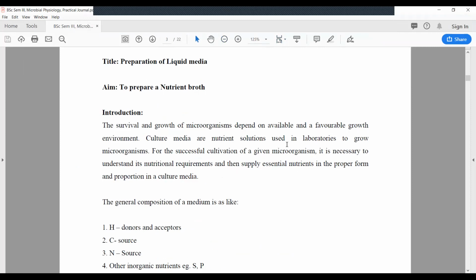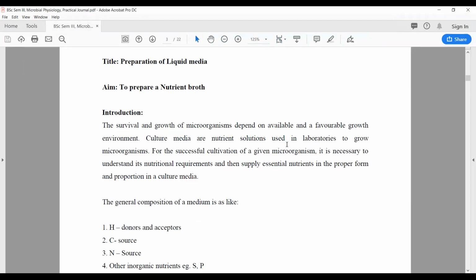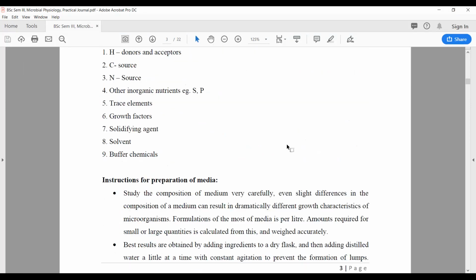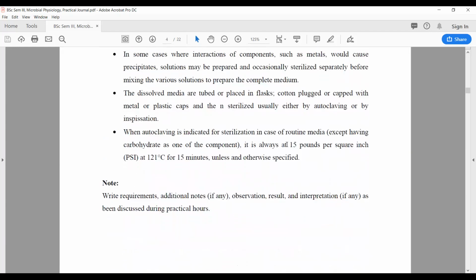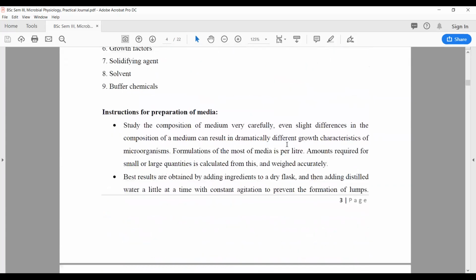It is written properly. In your snapshot, I have written that you have to take the introduction from here. The introduction may not be more than a maximum of one or two pages. Yes, instructions on how to prepare.